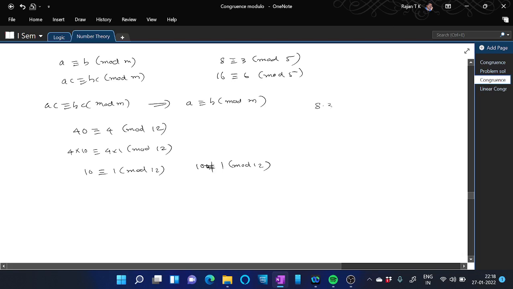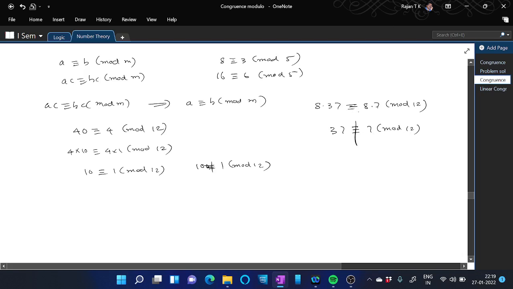We know that 8 into 37 is congruent to 8 into 7 mod 12, because if you find 8 into 37 minus 8 into 7, you can see that it is a multiple of 12. Now cancelling this 8, you expect that 37 is congruent to 7 mod 12. 37 minus 7 is actually 30. 30 is not a multiple of 12. So actually 37 is not congruent to 7 mod 12.